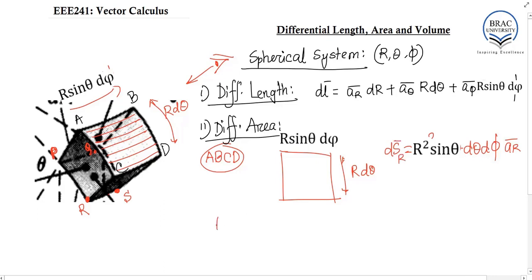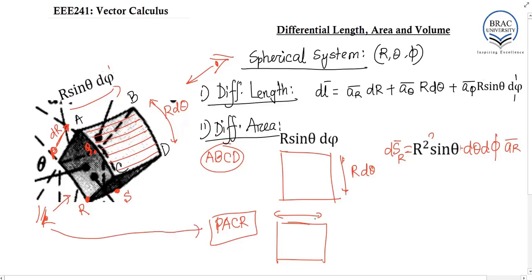Similarly, if you look at the PACR surface, then PA has a length of dr and AC has a length of r d theta. If you look at it from this direction, you'll see it as a rectangle with dimensions dr and r d theta. So ds will be given by r dr d theta, and the perpendicular vector to this surface is the one variable that's left out. So it's basically a_phi, and you can use phi as a subscript over here.